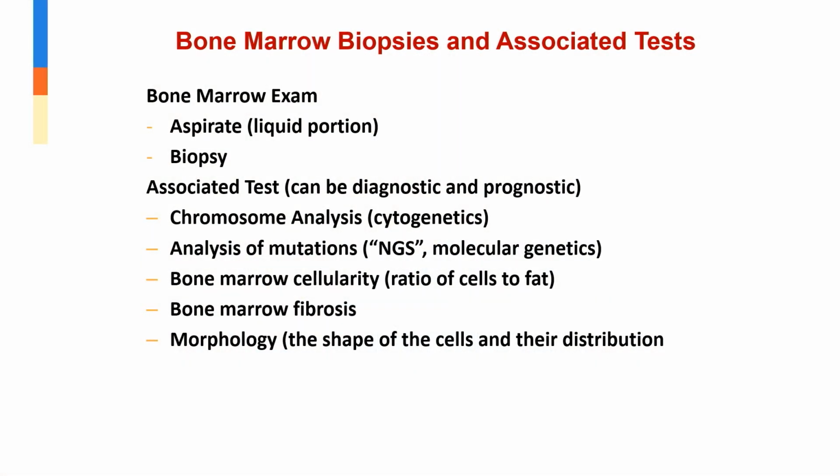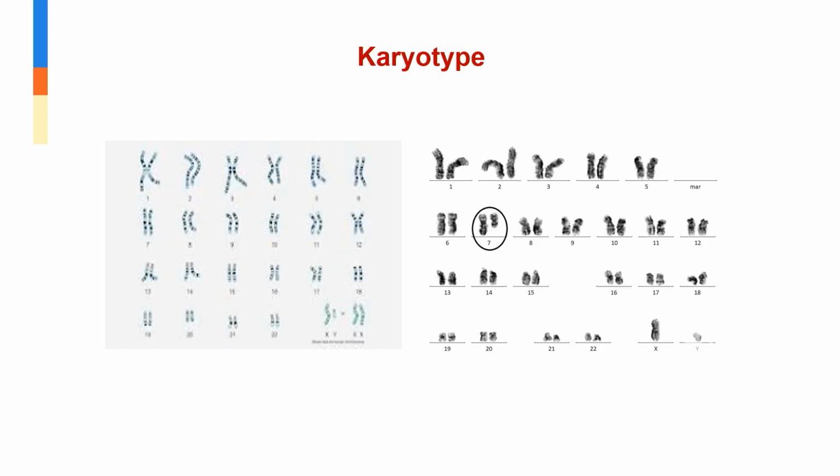Some of these things you can learn from the blood. Usually the molecular genetics, and sometimes the chromosomes, you can get from the blood itself, but oftentimes we get this from the bone marrow biopsy. So let's dive in a little bit deeper and talk about what's a karyotype, right?